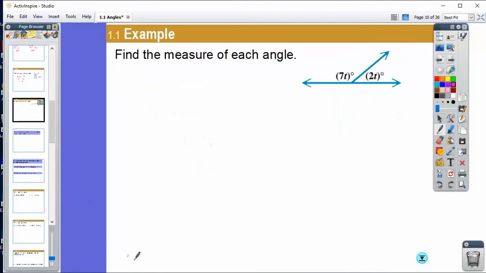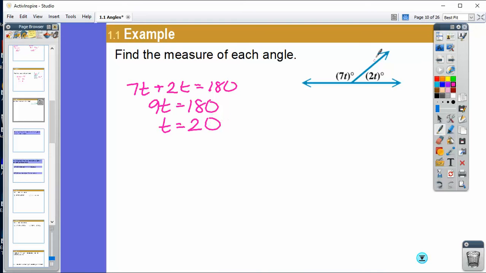I'm going to give you guys one then. Find the measure of each angle in that picture. Straight angle. We know straight angles add up to 180. Straight line. Divide by 9, so t is 20. So your angles are 140 degrees and 40 degrees. So far, so good?